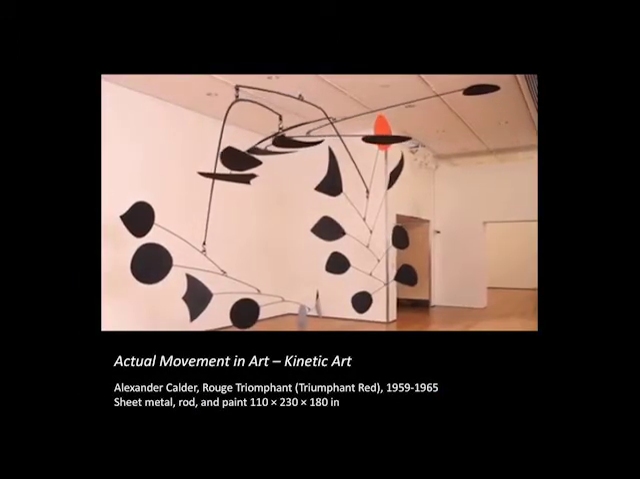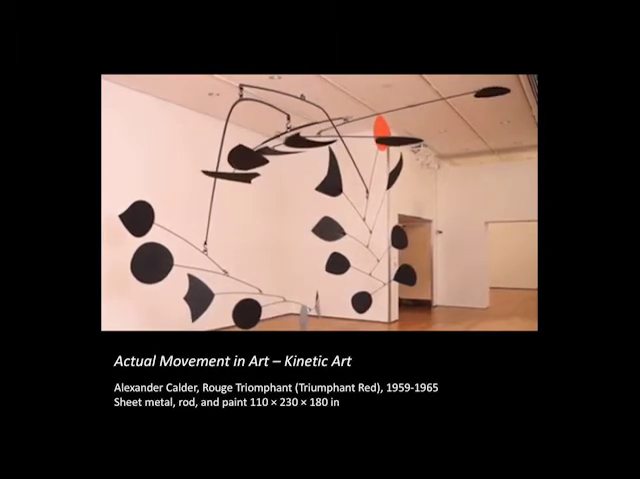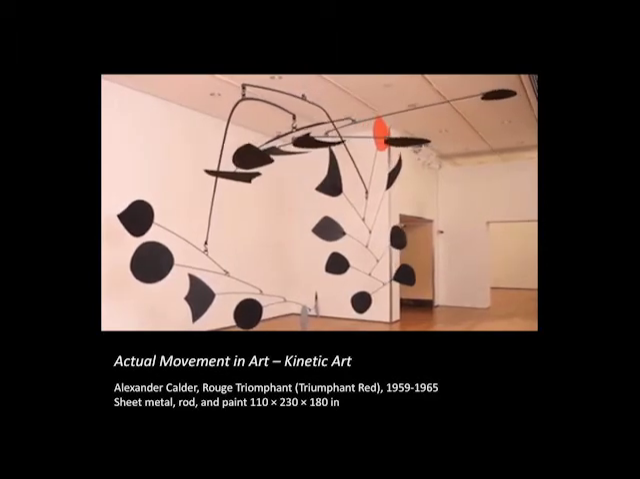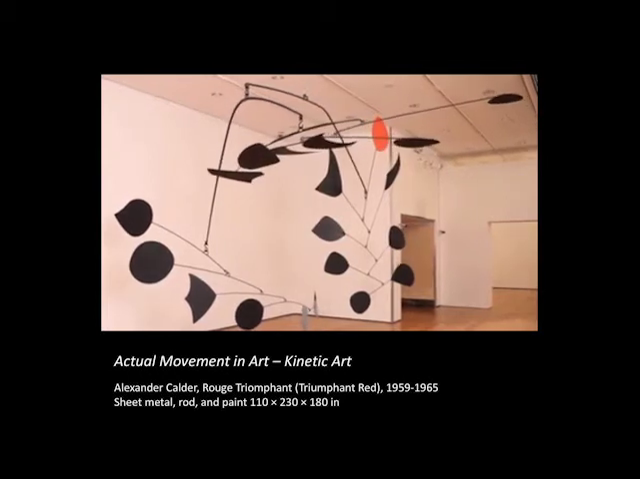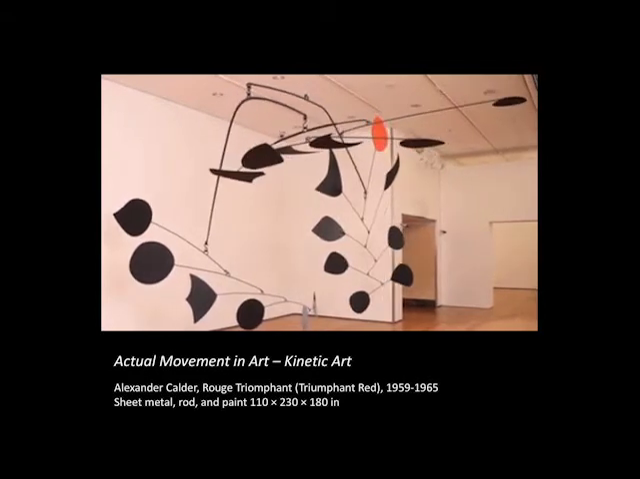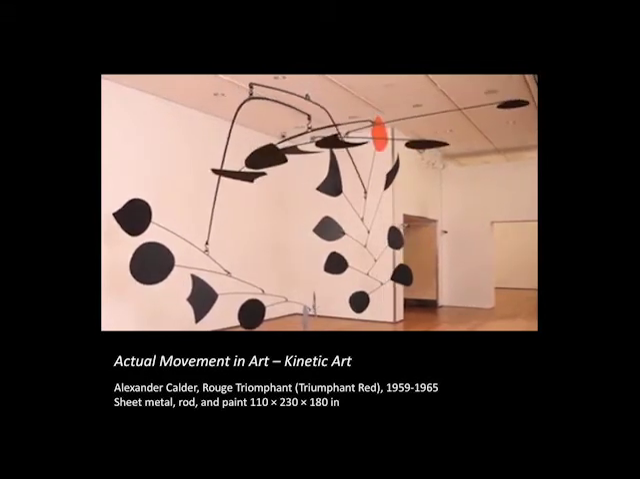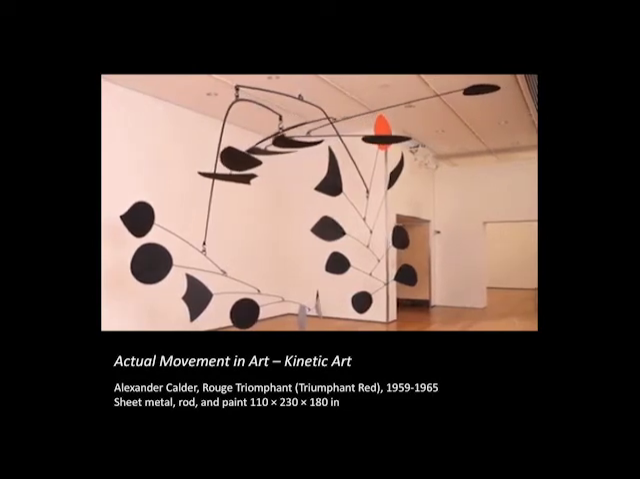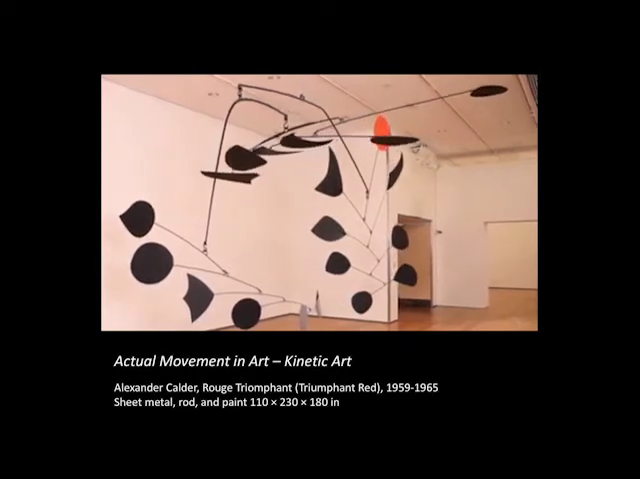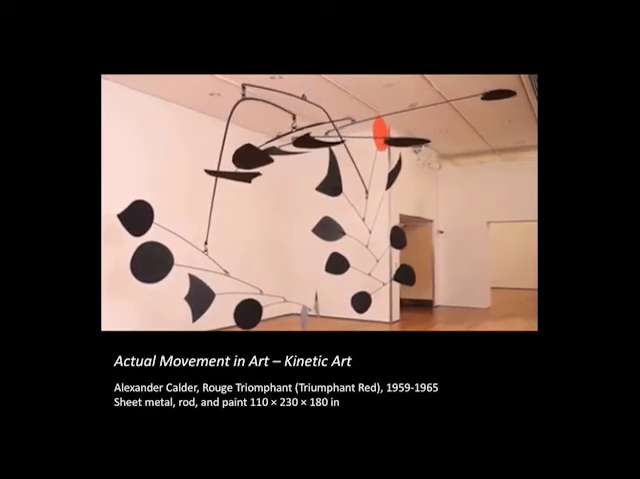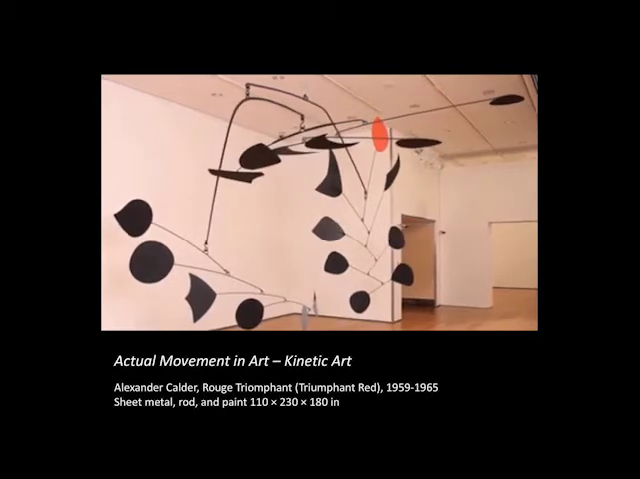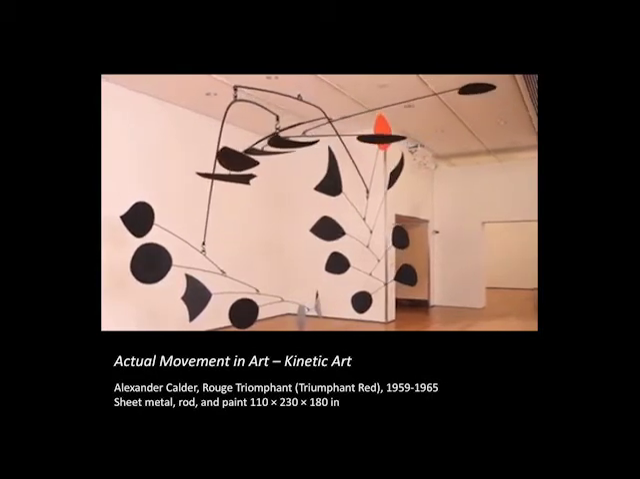Now, actual movement in art, kinetic art, we've talked about it a little bit. We've looked at the kinetic rain, but we're going to look at some more kinetic art. Now, kinetic art, most of the time, is three-dimensional. Some kinetic art is somewhat two-dimensional. Obviously, you have multimedia, like projections and film and stuff like that, that is still two-dimensional.